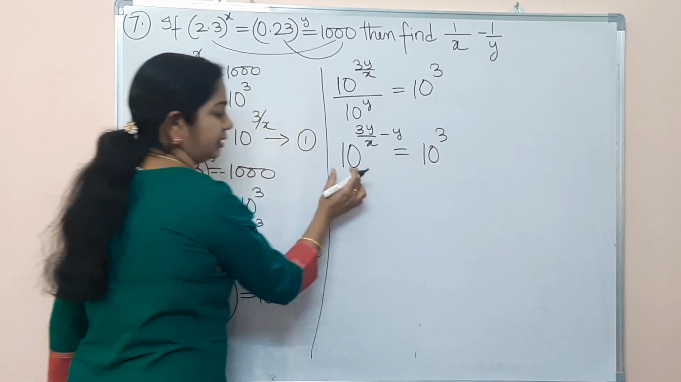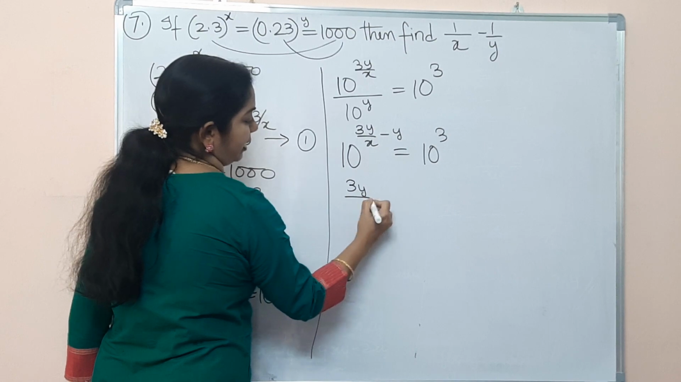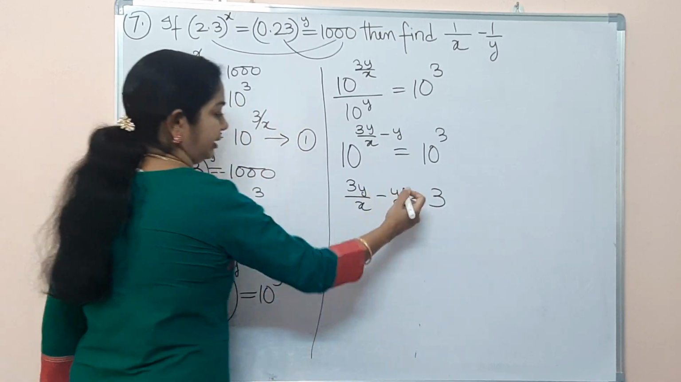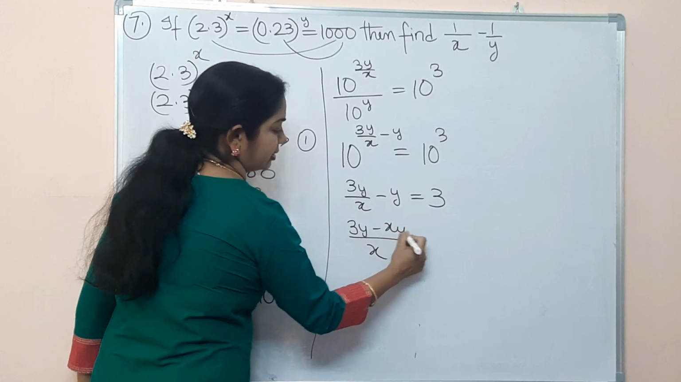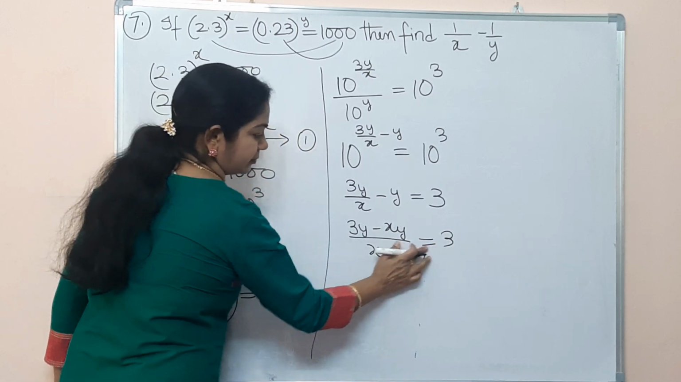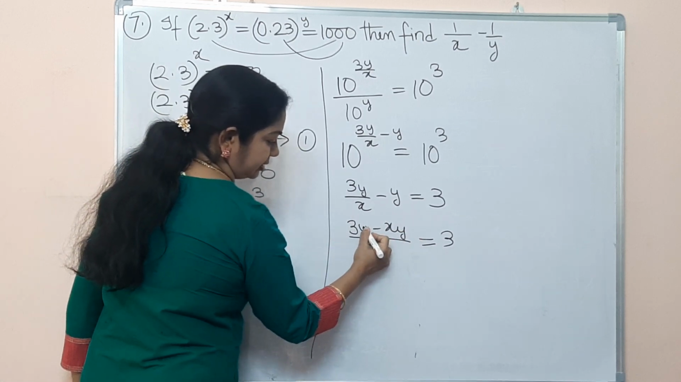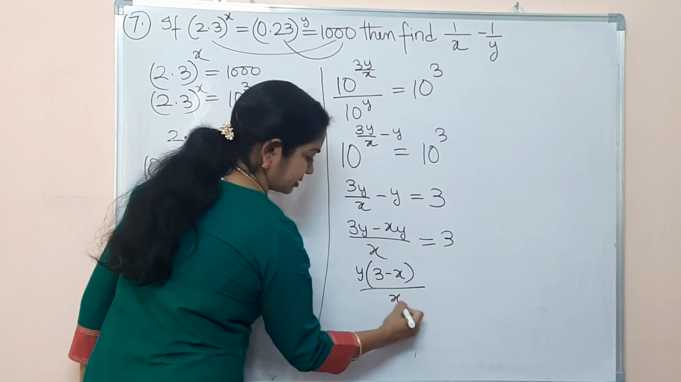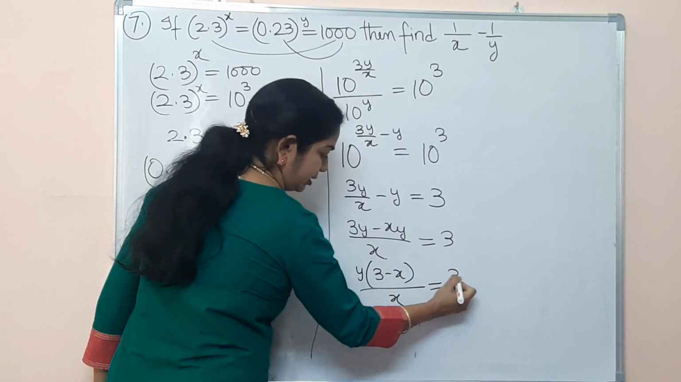The bases are equal. We can equate the exponents. 3y by x minus y equals to 3. Okay. Let me take the LCM here. 3y minus xy by x equal to 3. No need of cross multiplying. See here, 3y by x. Here y is common. Let me take y first: 3 minus x by x. See, y I have taken common. Here x is left over by x equal to 3.